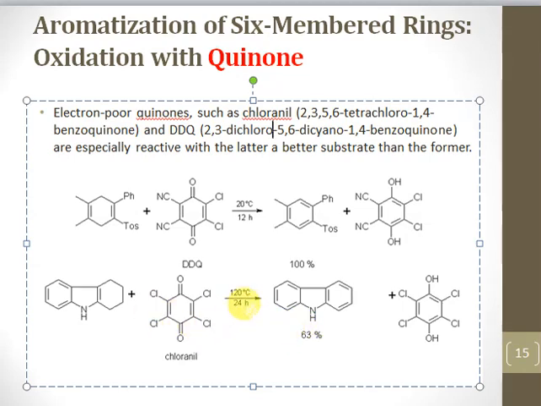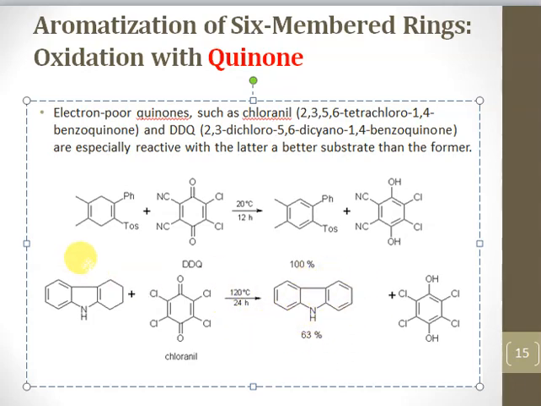You have to wait for 24 hours, the yield is 63%, and the temperature you have to give for this reaction is 120 degrees C. So after 120 degrees C and waiting for 24 hours, which is almost double the time in comparison with DDQ, we get the product with only 63% yield.